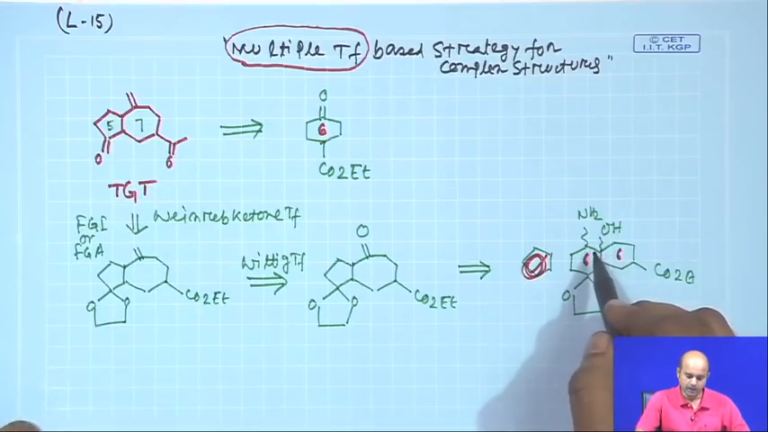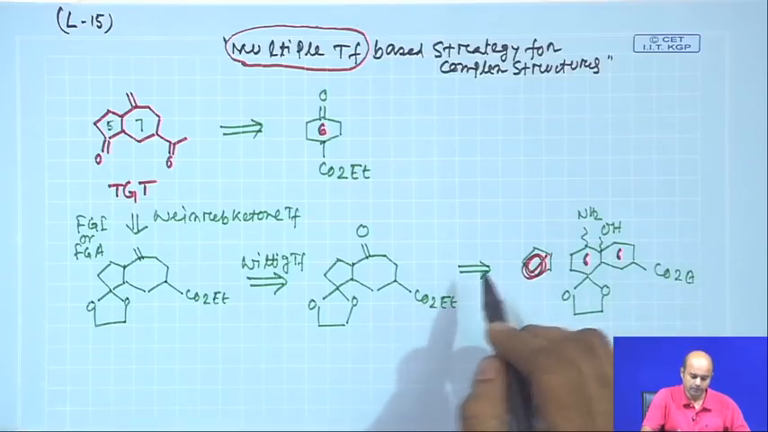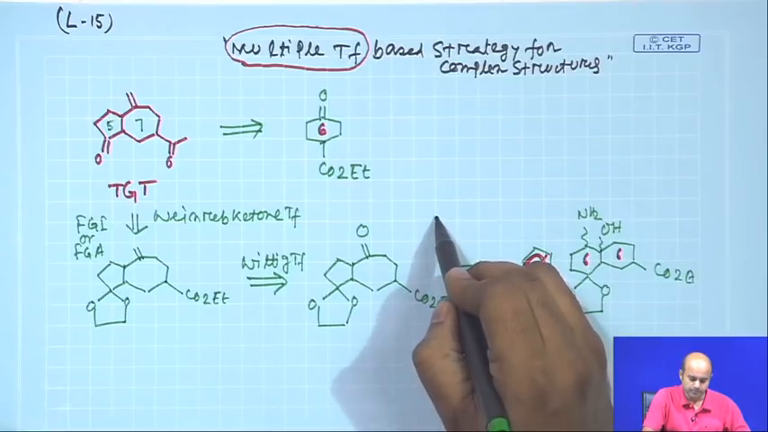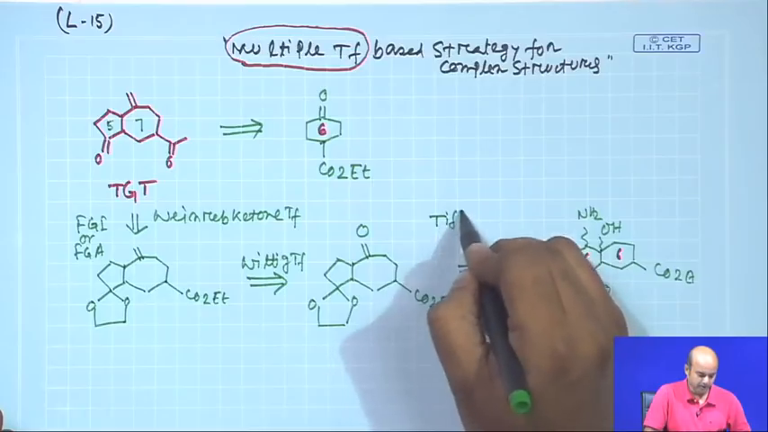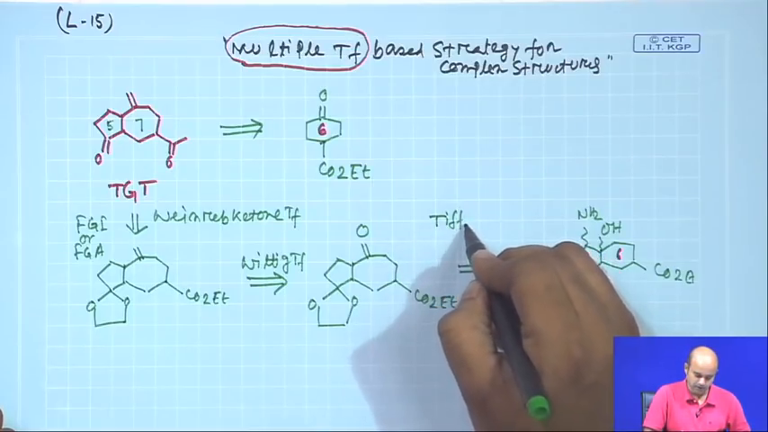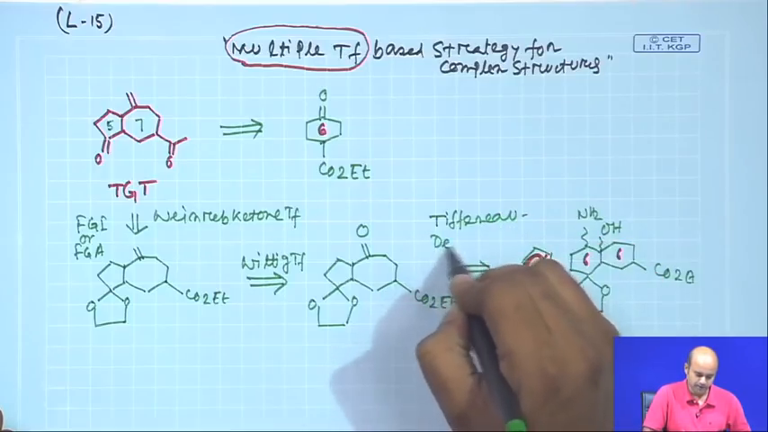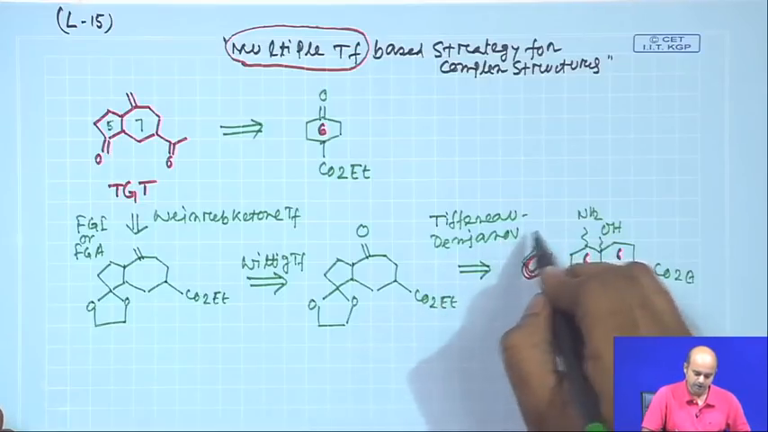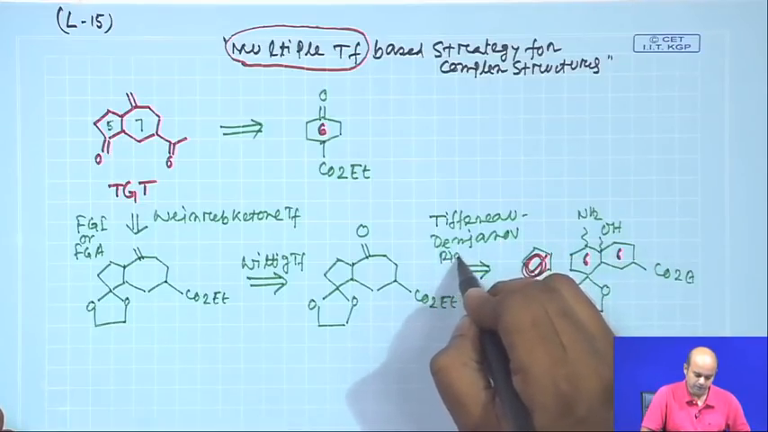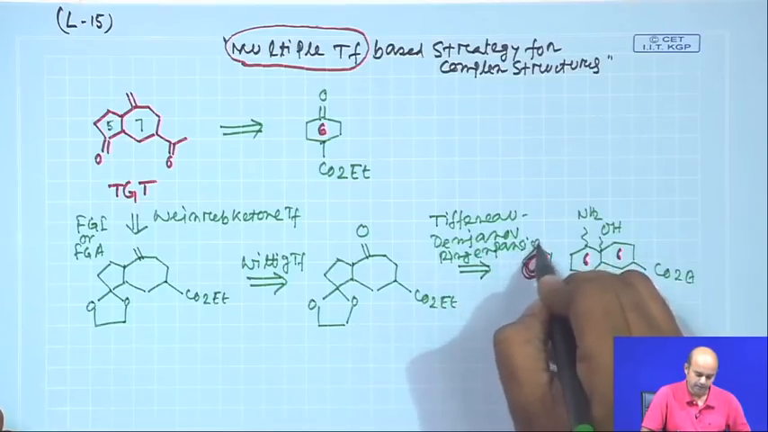The functional group which was put here is an amino alcohol, and if you try to remember a transformation which is basically named the Tiffeneau Demjanov ring expansion, the Tiffeneau Demjanov ring expansion is basically nothing but a pinacol type of ring expansion reaction, or you can call this the Tiffeneau Demjanov ring rearrangement.